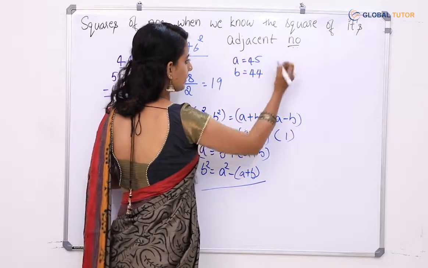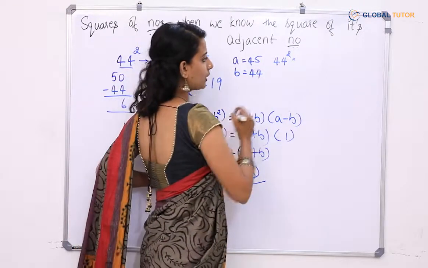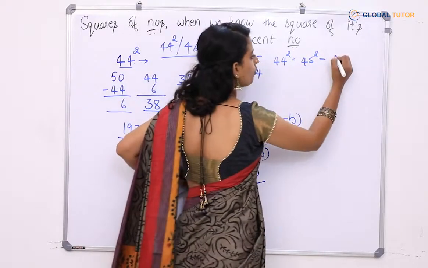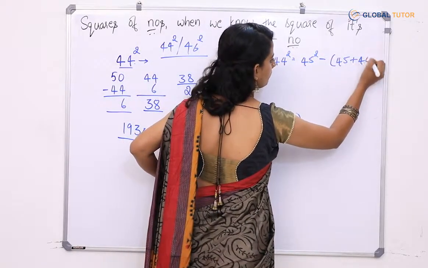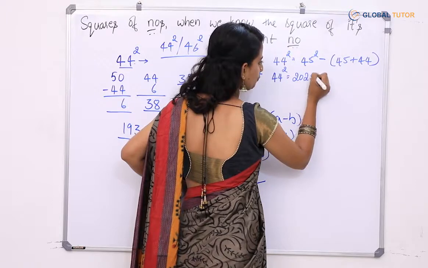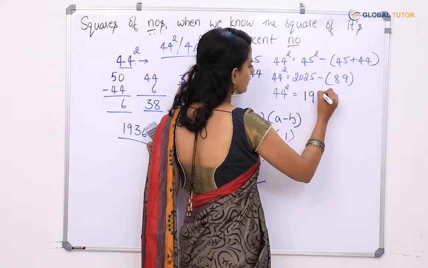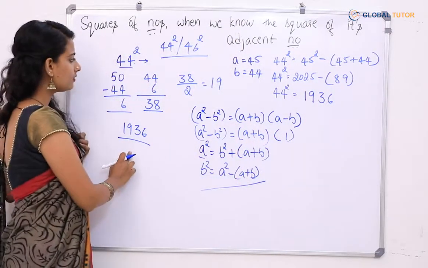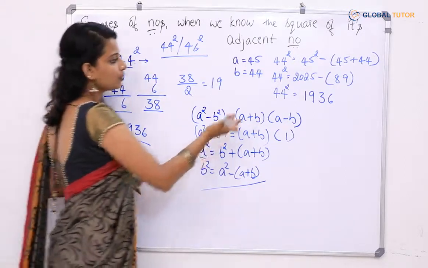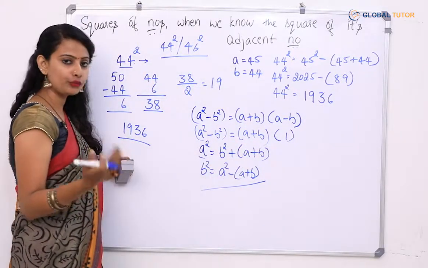So B square, which is 44 square, is equal to A square, which is 45 square, minus A plus B, 45 plus 44. So 44 square is equal to 2025 minus 89. So it will be 1936. So if you see here, using a different method, we got 44 square as 1936. Using a different method again, we got 44 square as 1936. This can save a lot of time for us.